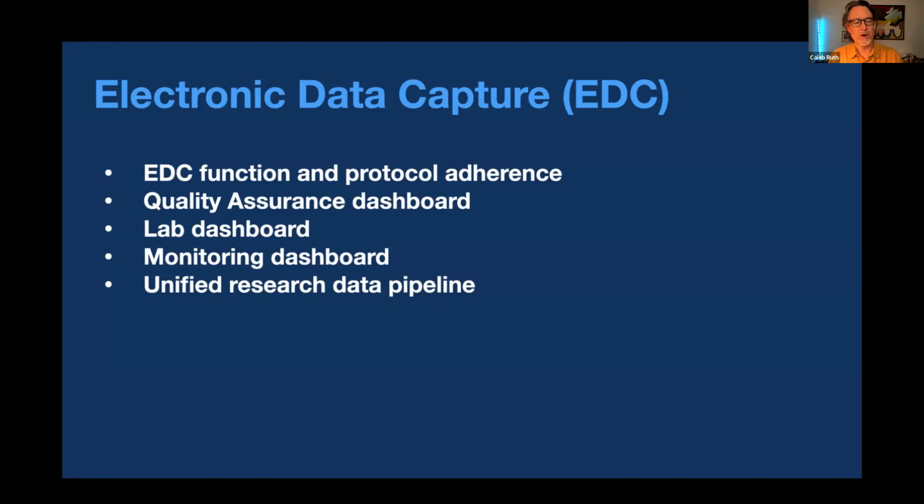So the monitoring dashboard will show statistics like who's been screened, who's been enrolled, who wasn't enrolled for some reason or another. How is quality assurance? How is the adherence to the protocol going? Were visits missed? Were forms missed? These sorts of statistics will be shown in the monitoring dashboard.